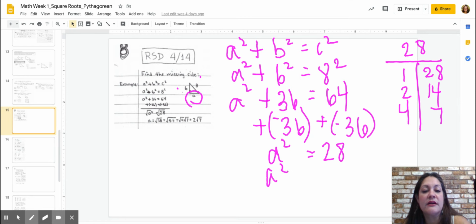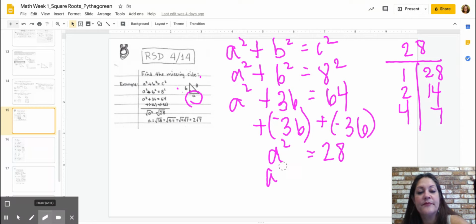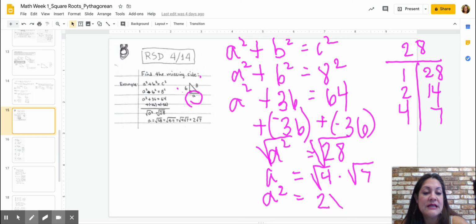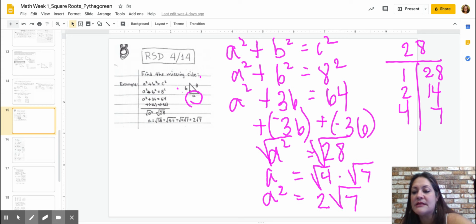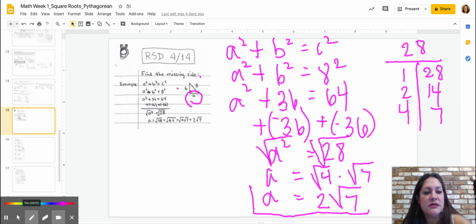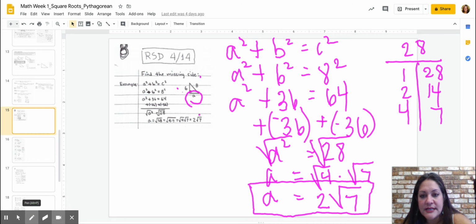I want to erase that, sorry. So I'm going to do square root right here. So now a is going to be the square root of 4 times the square root of 7. So then a equals square root of 4 is 2 times the square root of 7. And I messed up again. Don't need that squared because we already did square root. So there is our answer: a equals 2 times the square root of 7. I check over here. It's correct. Okay, there's the example.